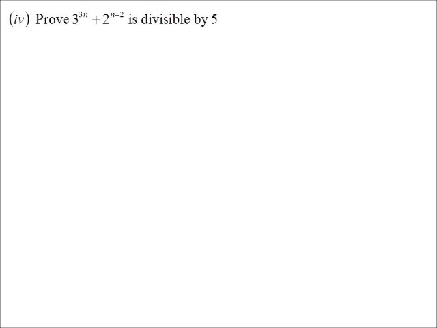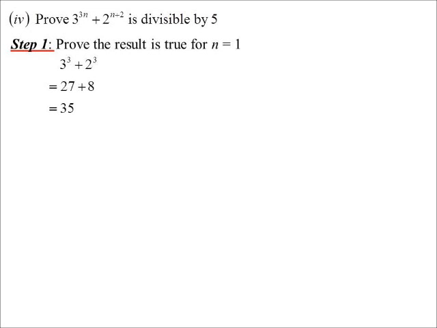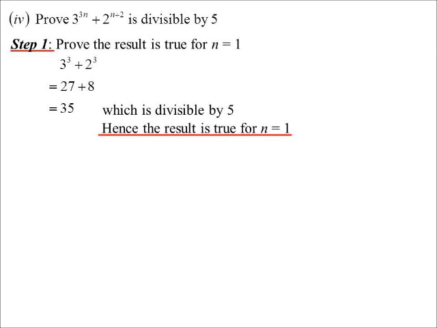Well, let's check for the first case. We get 3 cubed plus 2 cubed. That's 35. So, yep, it does work for the first case. That's certainly divisible by 5.